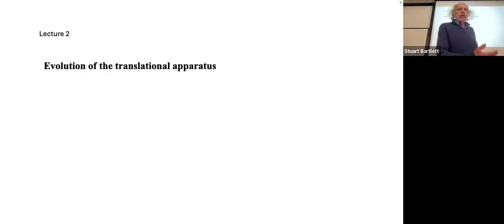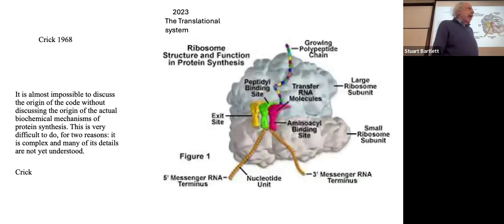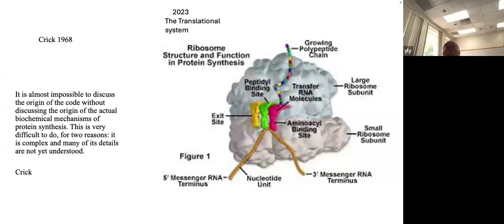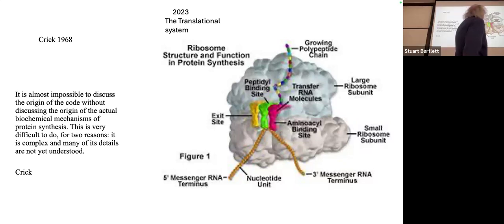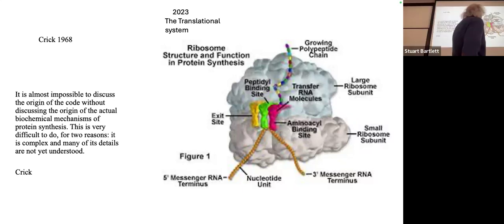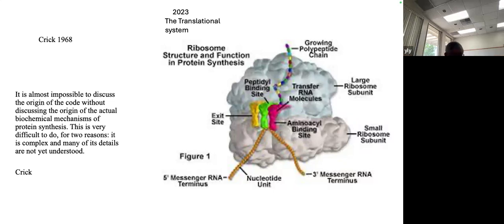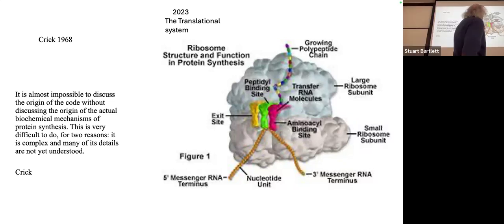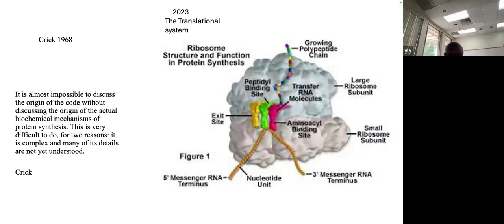So the evolution of the translational apparatus was in lecture 2. This is the translational apparatus. There's the large subunit of the ribosome, the small subunit of the ribosome. There's the messenger RNA. There are the 3 little tRNAs, one has in the A site an amino acid. The other one has the peptide chain attached to it. The third one is exiting.